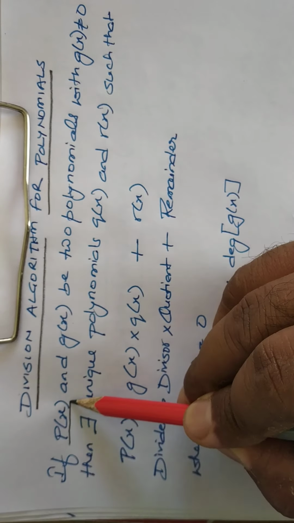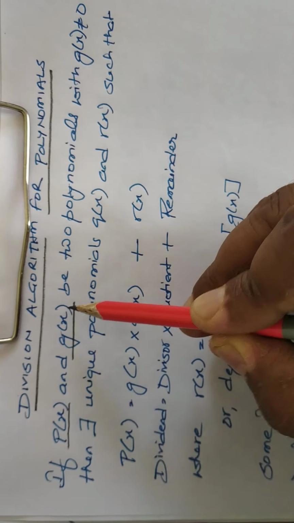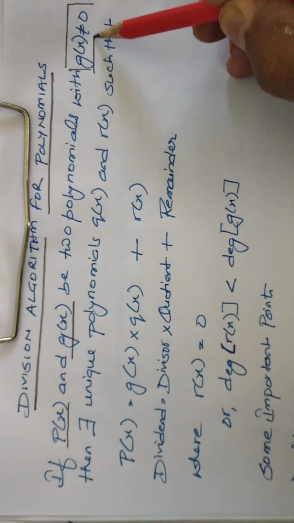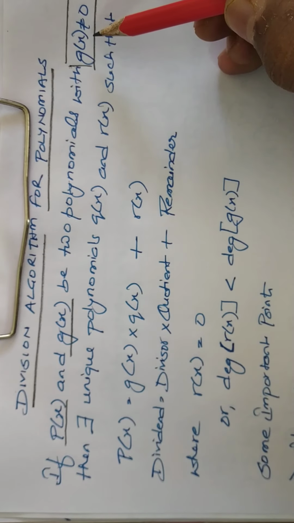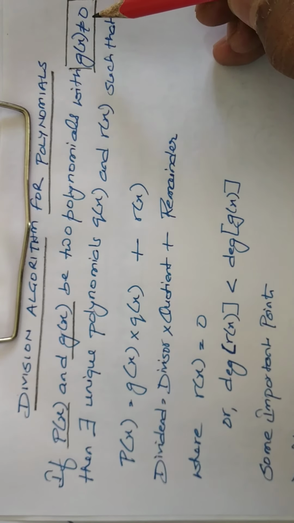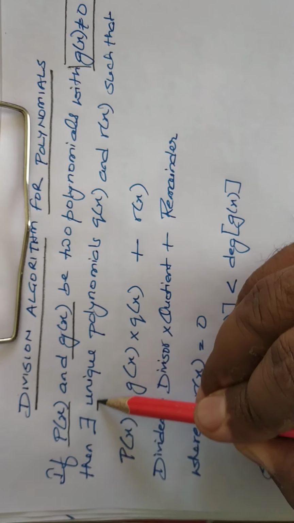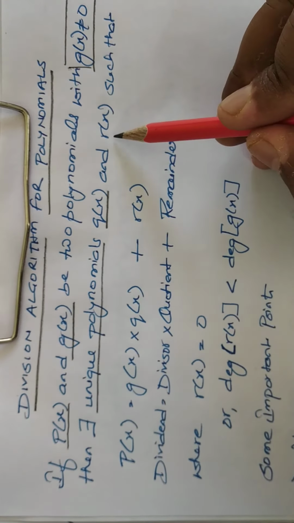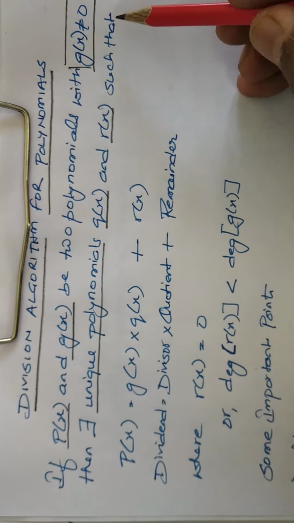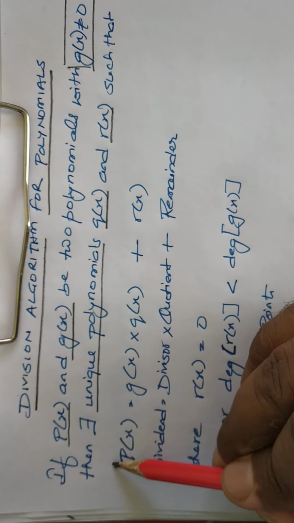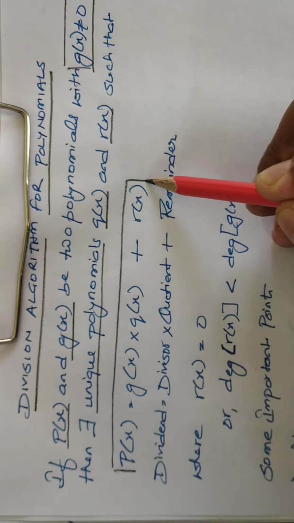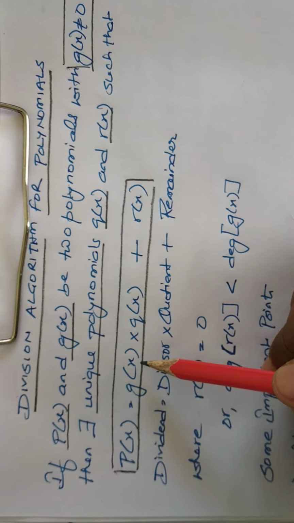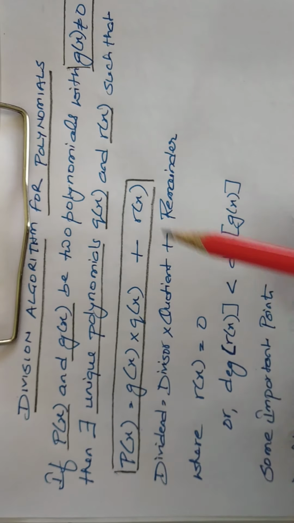if p(x) and g(x) are two polynomials where g(x) is not equal to 0, that means the polynomial g(x) which will act as a divisor should not be 0. Then there exist unique polynomials q(x), that will be the quotient polynomial, and r(x), that will be the remainder polynomial, such that p(x) is equal to g(x) into q(x) plus r(x).